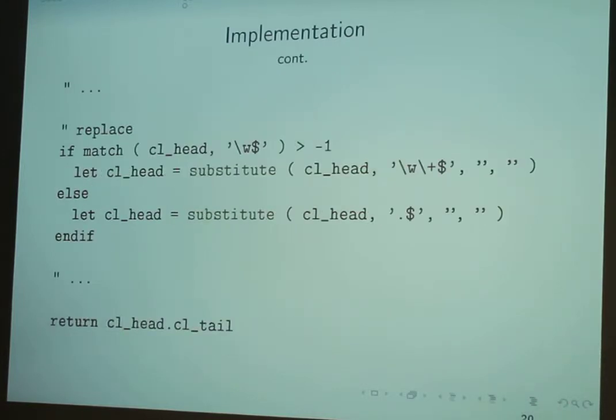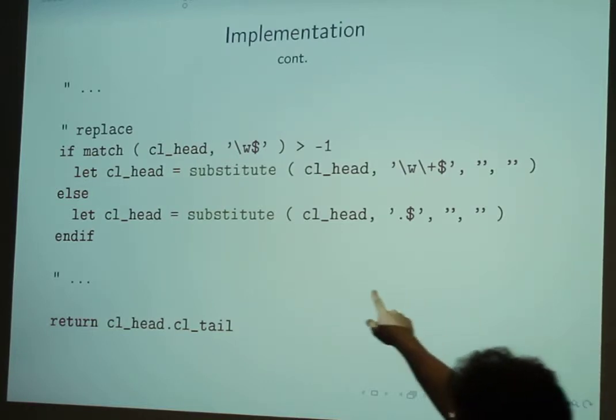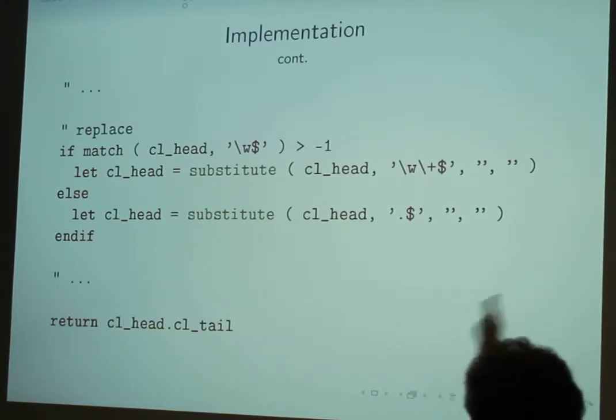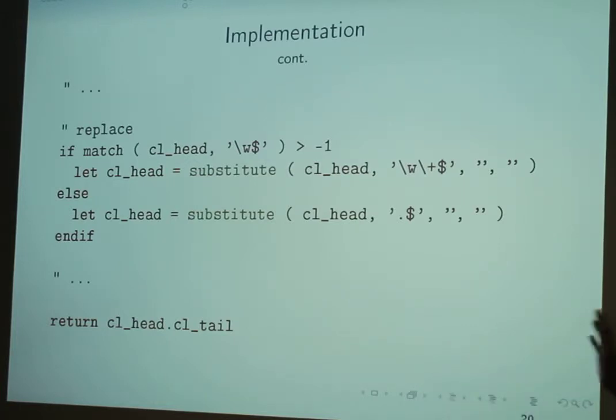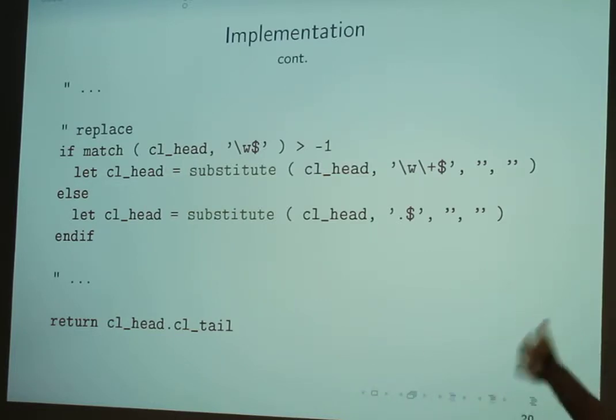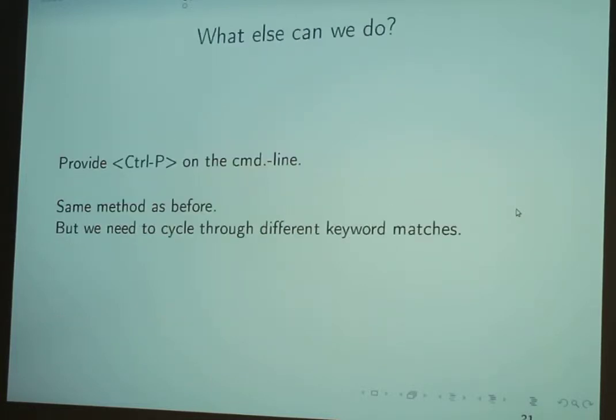So the replacement is just we check whether the last character of head, which is the string in front of your cursor, so this is the character right in front of the cursor, matches a word character. If so, we use substitute to delete the whole word, and otherwise we use substitute, which is a bit of an overkill, to just replace the last character so that it works normally, and then return it. So this is how this interface works.